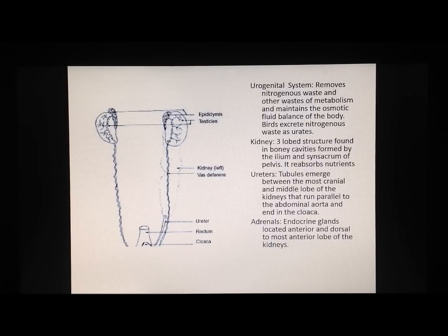The urogenital system consists of the kidney, which is a three-lobed structure found in bony cavities formed by the ilium and the synsacrum of the pelvis. The kidney reabsorbs nutrients. It leads to the ureter, and the ureters are tubules that emerge between the most cranial and middle lobe of the kidneys. They run parallel to the abdominal aorta and end in the cloaca.